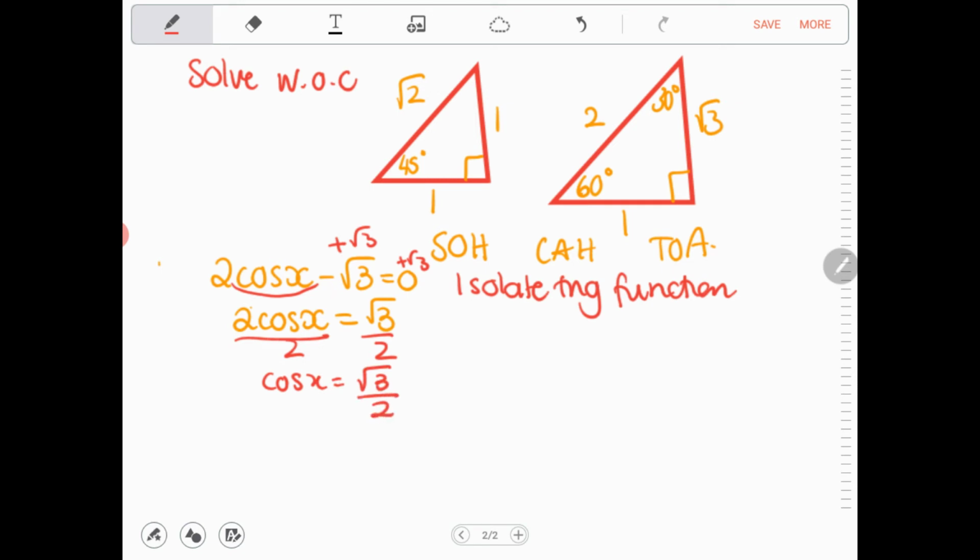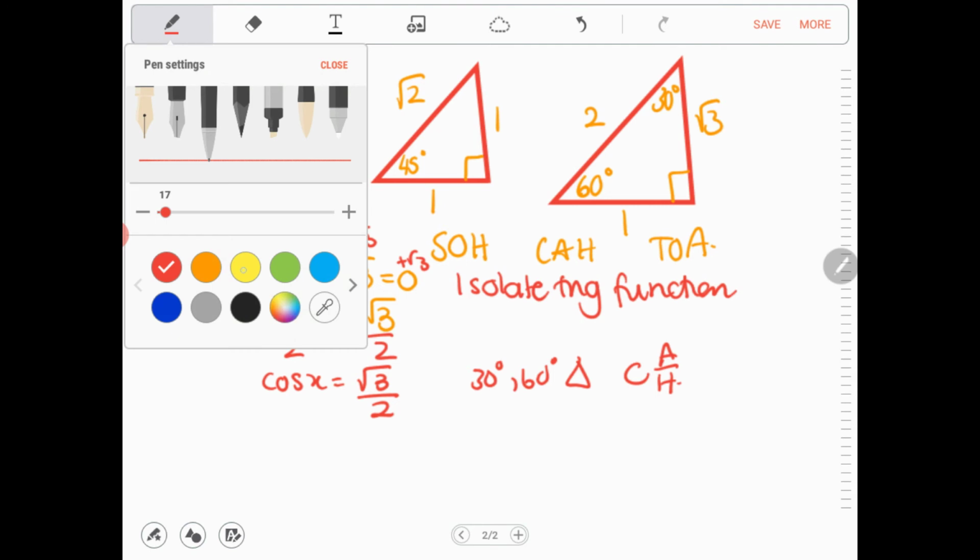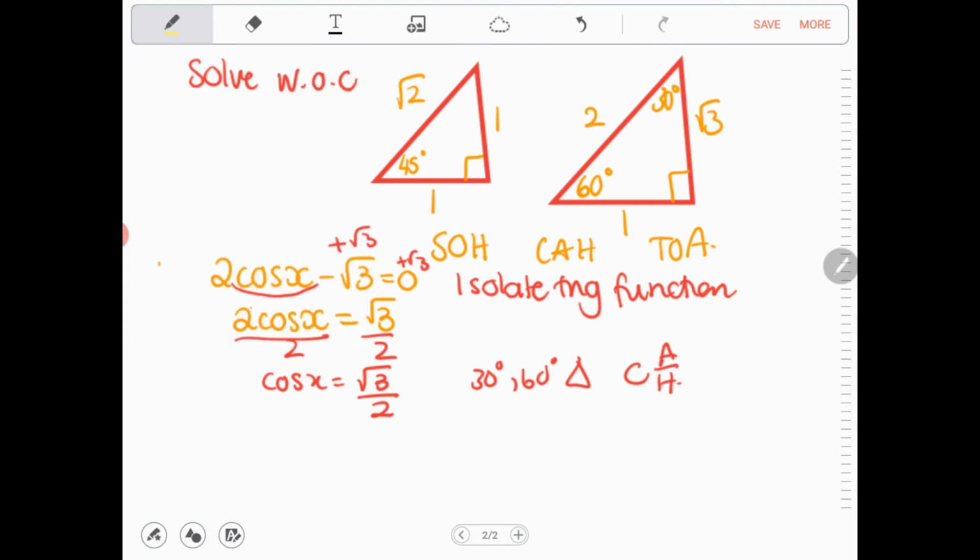Okay. Now, if we look at our triangles, we obviously are working in the triangle that has a root 3 and a 2, which must be the 30, 60 triangle. Okay, so I'm looking at that, and we know that cos is adjacent over hypotenuse. So in the 30, 60 triangle, which angle has an adjacent of root 3 and a hypotenuse of 2?